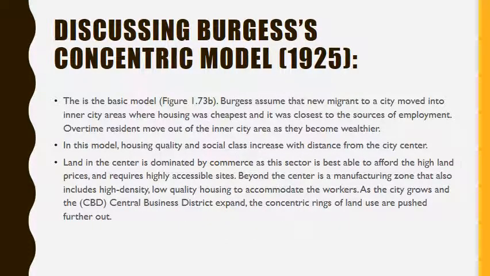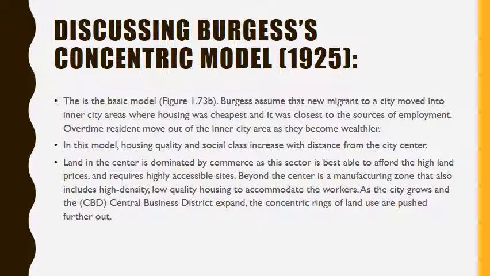Discussing Burgess's concentric model in 1925. This is the basic model, figure 1.73b. Burgess assumed that new migrants to a city moved into inner city areas where housing was cheap and it was closest to the source of employment. Over time, residents move out of the inner city areas as they become wealthier. In this model, housing quality and social class increase with distance from the city center.